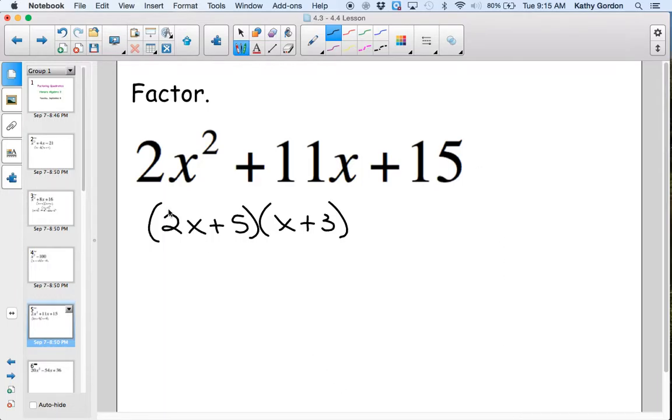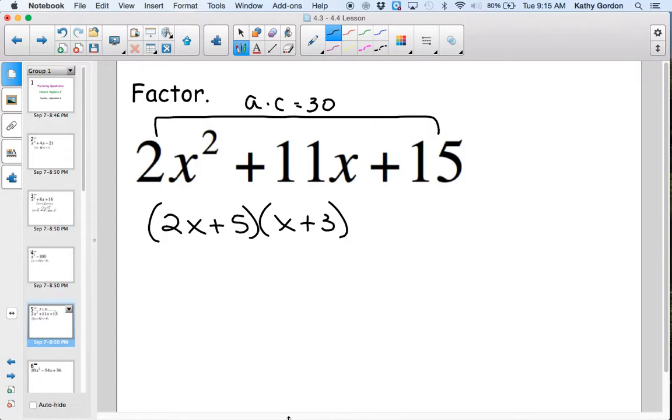So we need to take the A times C here, which is 30, and then think about factors that would add up to that. Now, some people will continue with that idea. Other people just kind of use a guess and check. Okay? So they take a look at 2x squared. They know they've got to come up with these two parentheses.